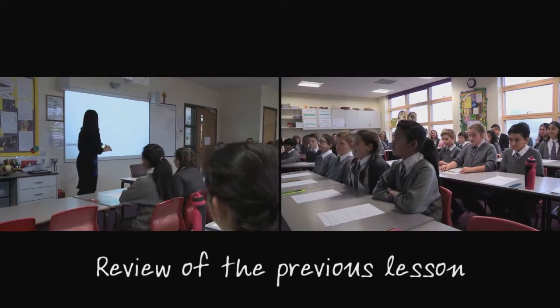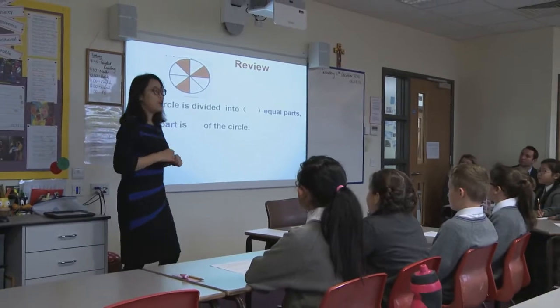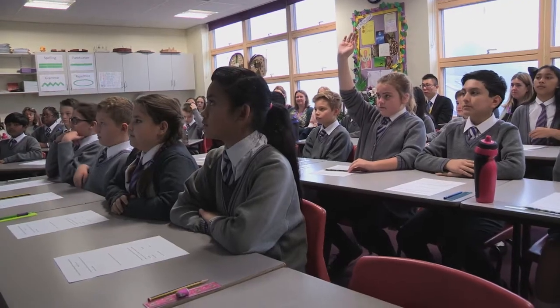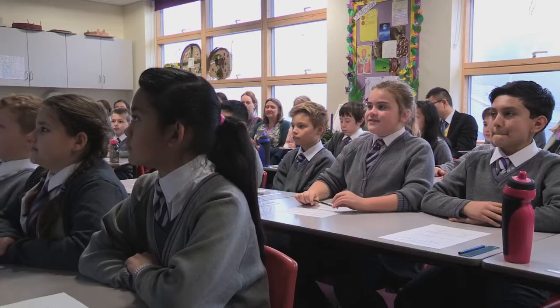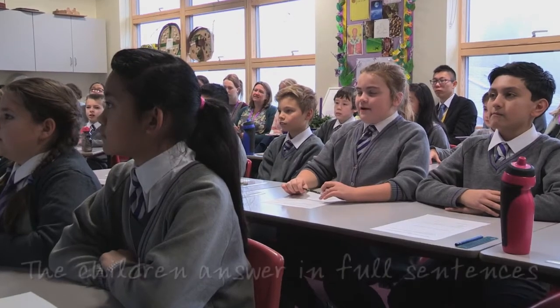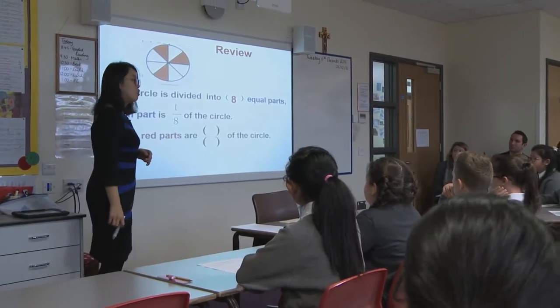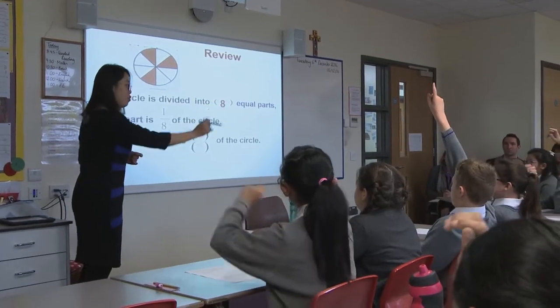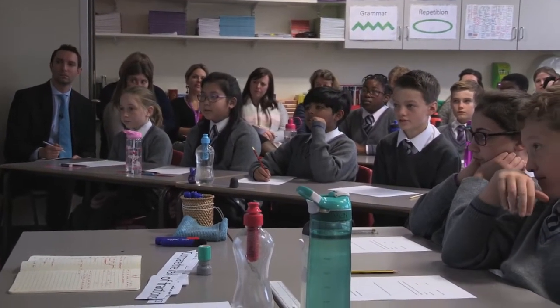First, let's do some review. Who can answer this question? Okay, you please. The circle is divided into 8 equal parts. Each part is 1/8 of the circle. Okay, next question. Okay, you please. 3 red parts are 3/8 of the circle.